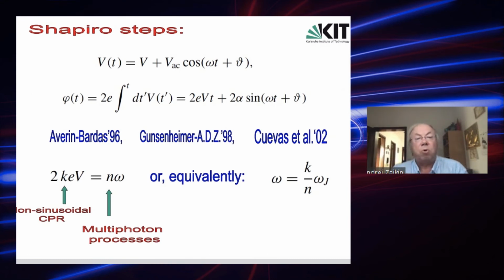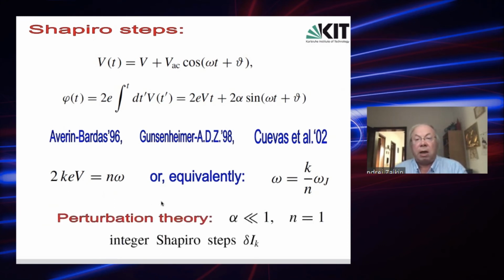It describes harmonics, higher harmonics of the Josephson current, and the parameter N, as long as N is bigger than 1, describes multi-photon processes. So now this is well known. However, there was no complete theory. The positions of these steps are well known, and now we proceed with this theory.